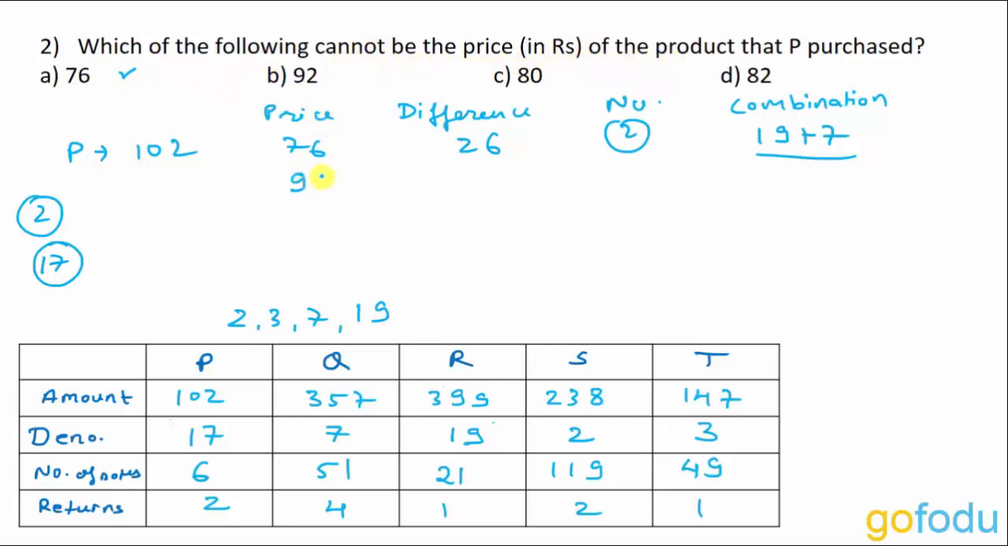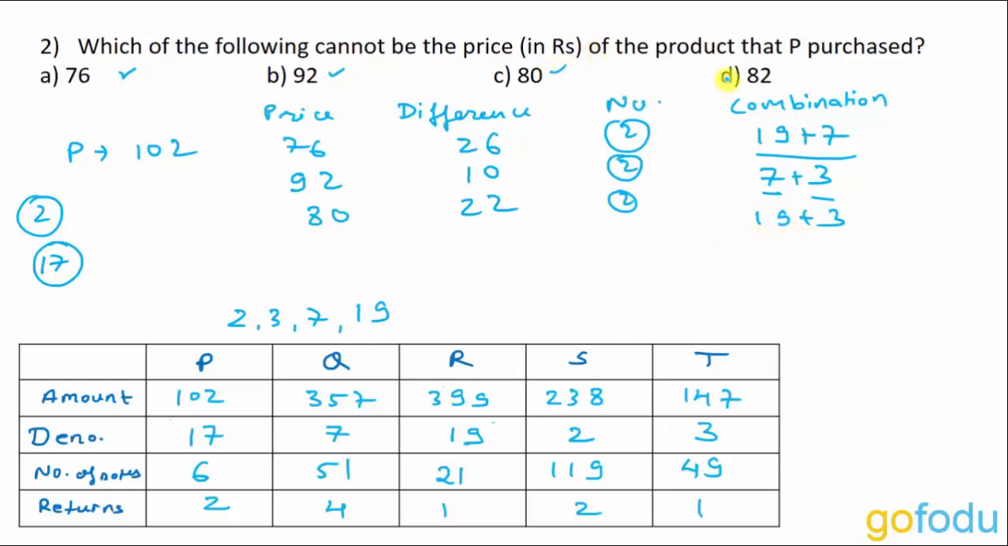Now for 92, difference is 10. Number of notes returned will be 2 itself and the combination can be 7 plus 3. If shopkeeper returns a 7 rupee note and a 3 rupee note to P, then the price of the product will be 92. So 92 is possible, so it cannot be the answer choice. Next is 80. Difference will be 22. Number of notes 2. Combination can be 19 and 3. So it is also possible.